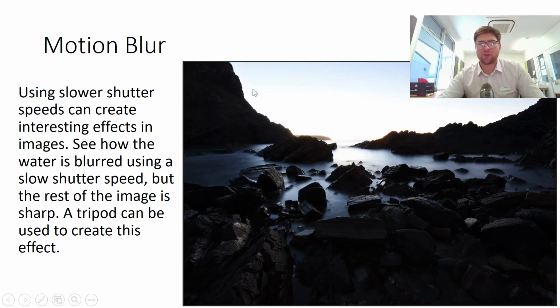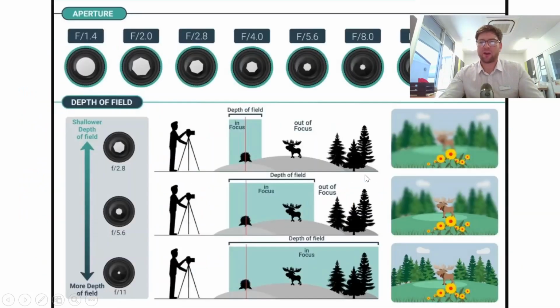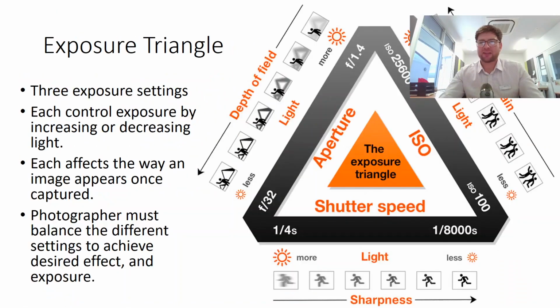That's the trade-off. You have to decide, do I want more depth of field, less depth of field, or do I want a slow shutter speed or faster shutter speed? And then once you've decided those two, then you determine, am I willing to increase the ISO or decrease the ISO to finalize the image? And that's how these three interact.